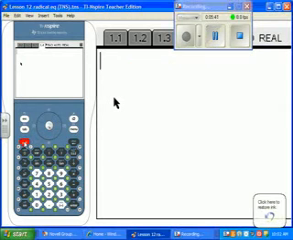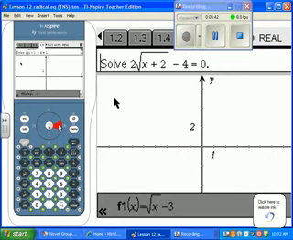Go ahead to the next page. Here's our second equation. Now, how are you going to start this? What are you going to do?